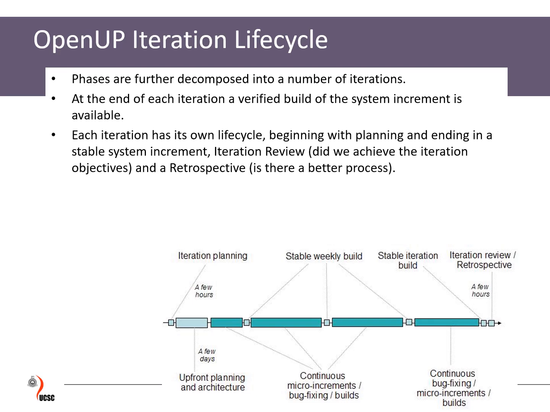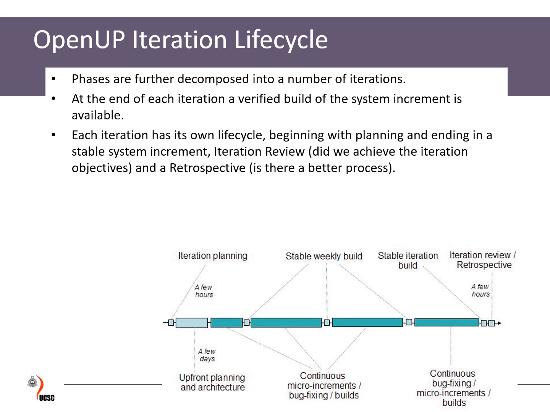So each iteration has its own life cycle, beginning with planning and ending with a stable system increment. Then there is the iteration review: did we achieve the iteration objectives? And the retrospective: is there a better process? The picture shows this. As you can see, there is iteration planning, a few hours to a few days of upfront planning and architecture, where the people spend their time. Then gradually come continuous micro increments, bug fixes and builds.